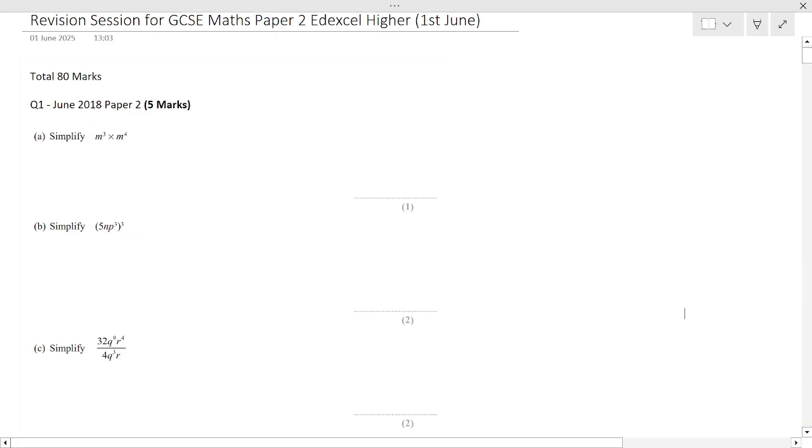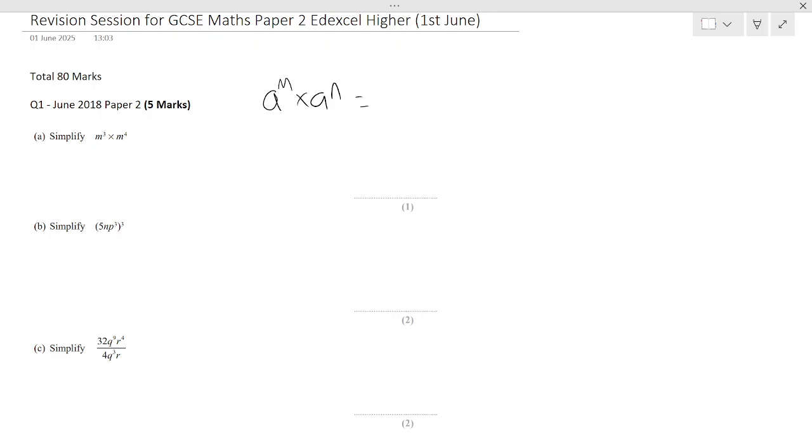It is an index law question. So we have n to the 3 times n to the 4, where you should know this power law: a to the m times a to the n. If you multiply the same number by different powers, you add them. So you have a to the m plus n. In this case, n to the 3 times n to the 4 is n to the 3 add 4, which will be n to the 7. Cool.